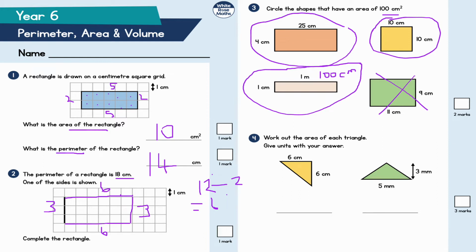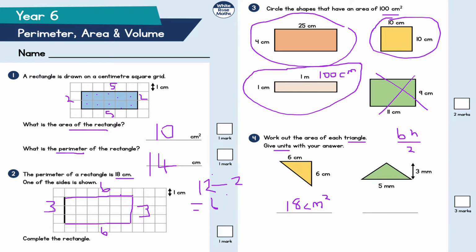Question number 4. Work out the area of each triangle. Give units in your answer. So area of a triangle is base times height divided by 2. So BH over 2. Base times height divided by 2. 6 times 6 is 36. Half of that is 18. So the answer is 18 centimeters squared for area.